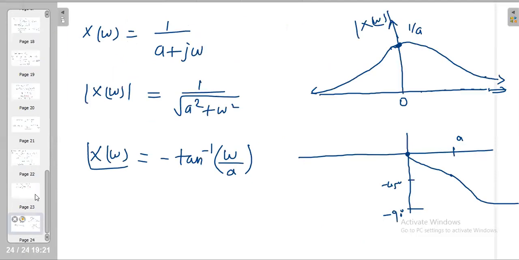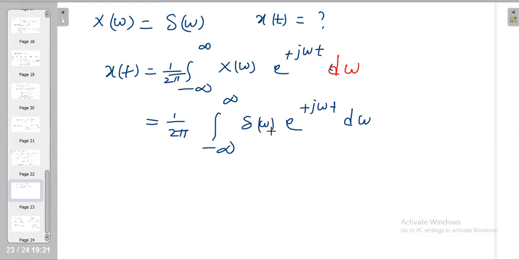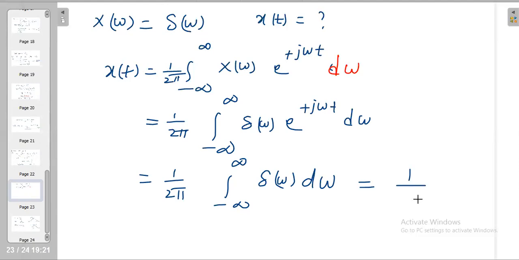Then how to proceed further? 1 by 2 pi. Again, we know what x of omega is, that we have taken del omega. Del omega e power plus j omega t d omega. This del omega is valid only at omega is equal to 0, so I can substitute omega is equal to 0 here. Then e power 0 will come, so I can write del omega d omega. The integration of del omega d omega is 1, so I am getting 1 by 2 pi.